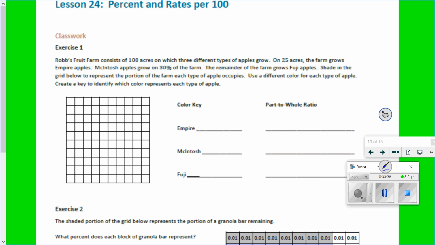On this one, Rob's fruit farm consists of 100 acres on which 3 different types of apples grow.